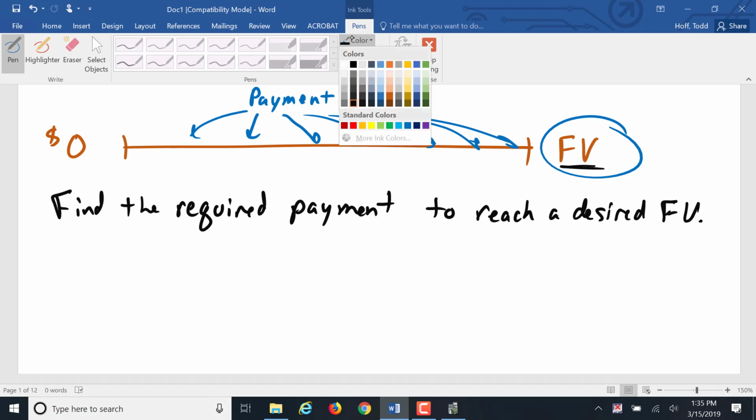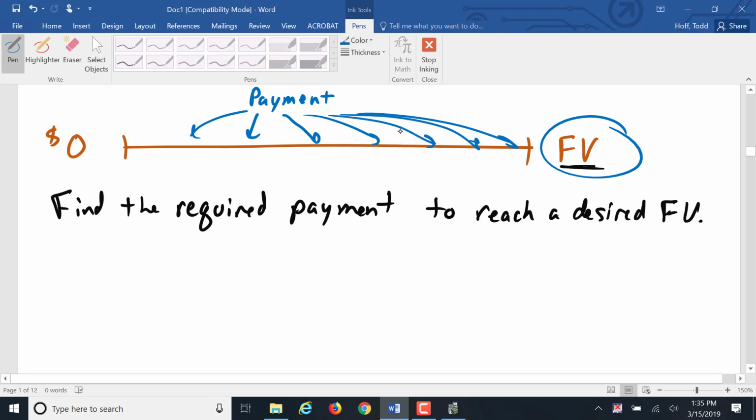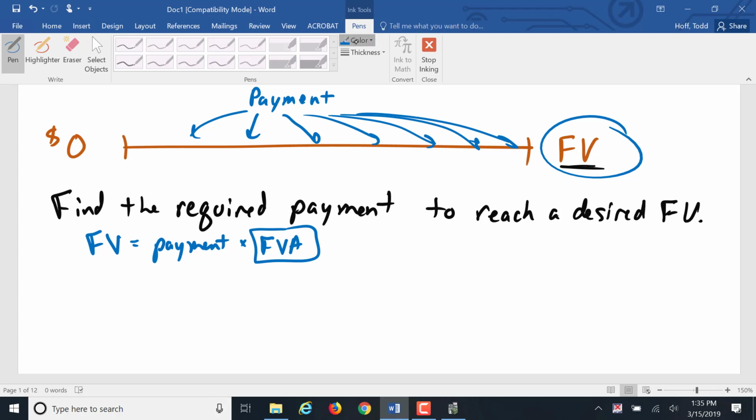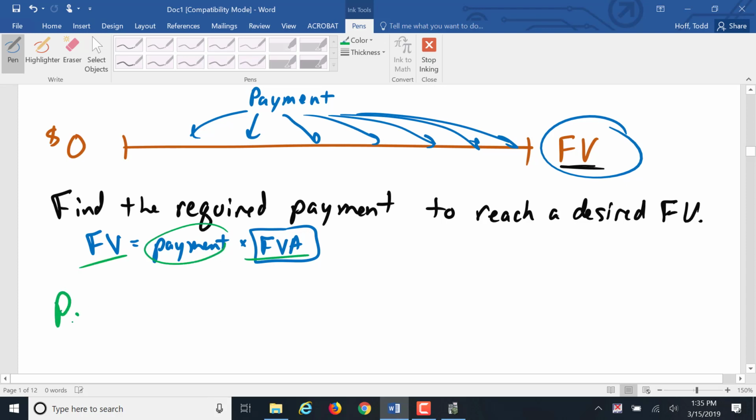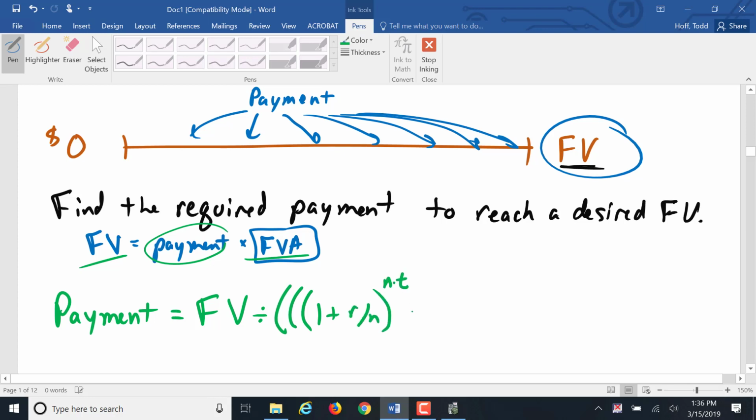And our formula looks very, very similar to the formula we had last time. Last time our formula was the future value was equal to the regular payment times that compound interest of an annuity, or future value of an annuity, factor. Well, to go the other direction, to find the payment, we divide by that future value of an annuity factor on each side. So the payment that's required is going to equal that future value desired divided by that factor: 3 parentheses, 1 plus r divided by n, to the power of n times t, minus 1, close parentheses, divided by open parentheses, r divided by n, close and close. So let's look at some examples of this.